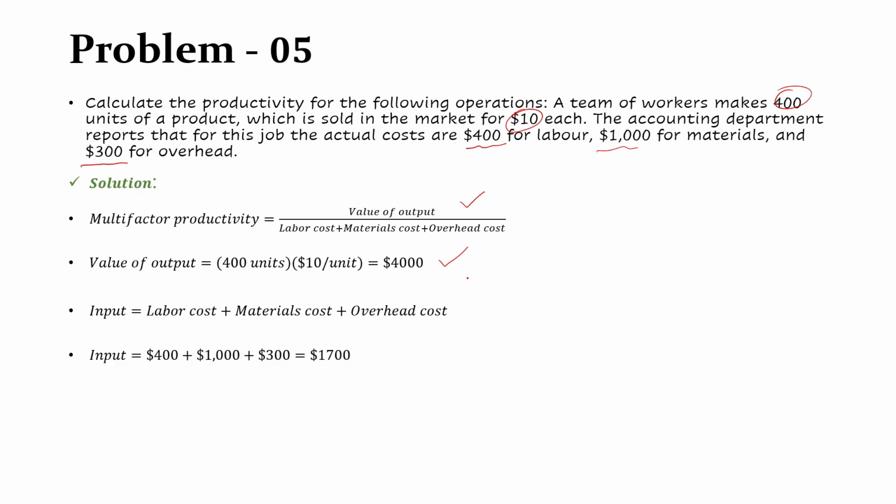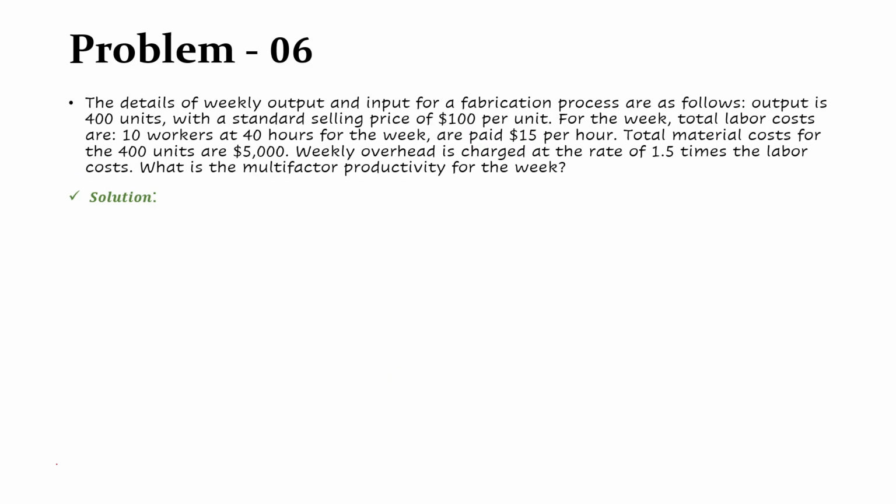We have the information for labor cost, material cost, and overhead cost, and that is equal to $1,700. Now we plug in the values in the multi-factor productivity formula and our answer is 2.35. In problem 6, we have the information for the weekly output and input for a fabrication process.